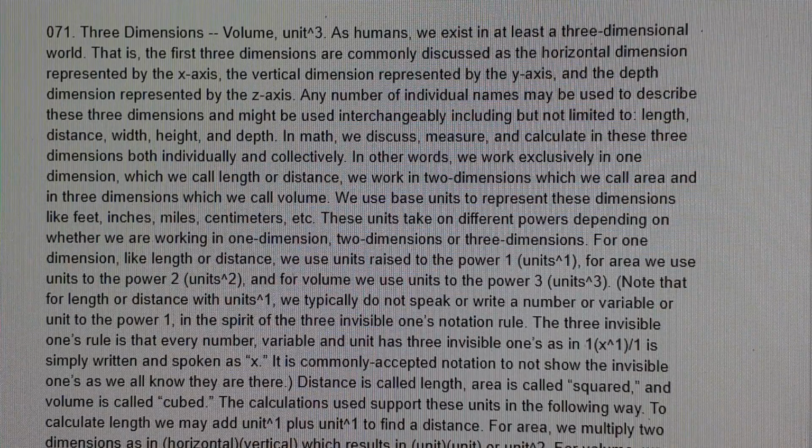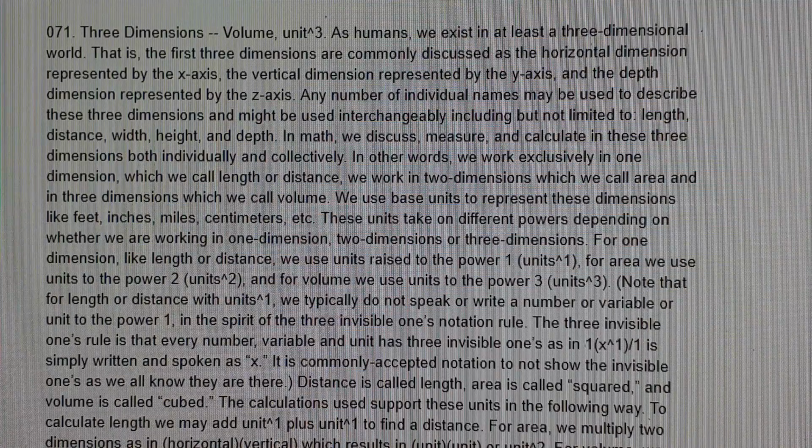Distance is called length. Area is called, quote, squared, end quote, and volume is called, quote, cubed, end quote. The calculations used support these units in the following way. To calculate length, we may add unit to the power 1 plus unit to the power 1 to find a distance.